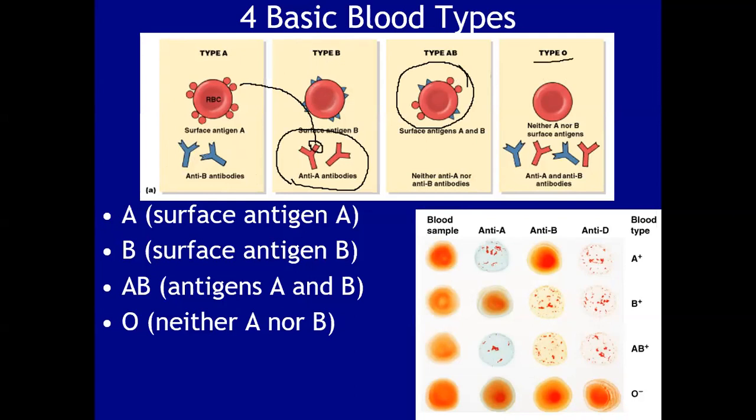If you have type O, you don't have either one. You don't have any of the round ones. You don't have any of the triangles, okay? So you make antibodies to both A and B. So this is how we do it.